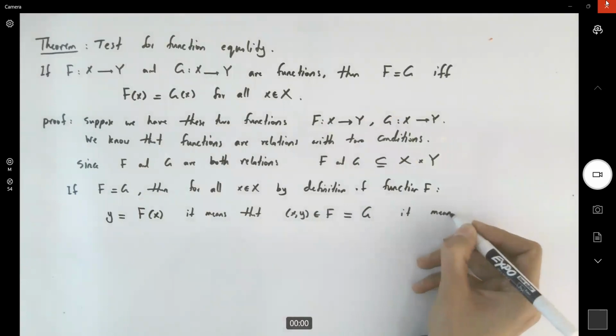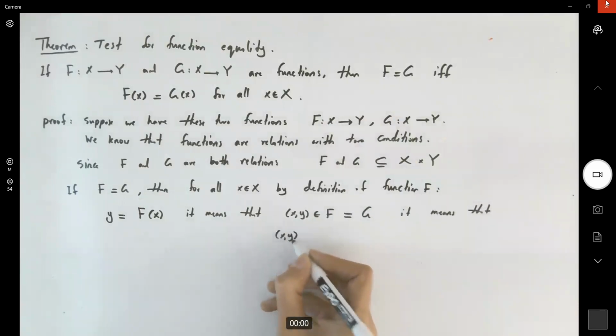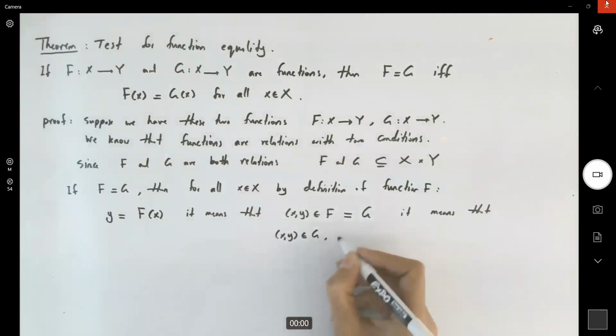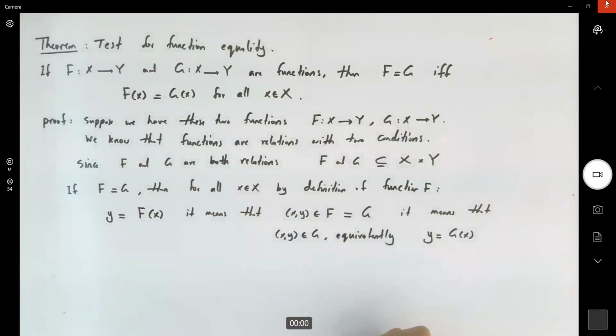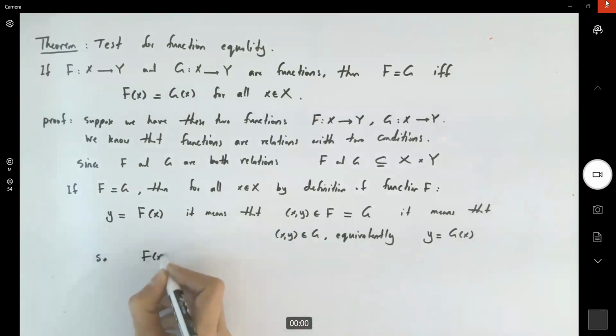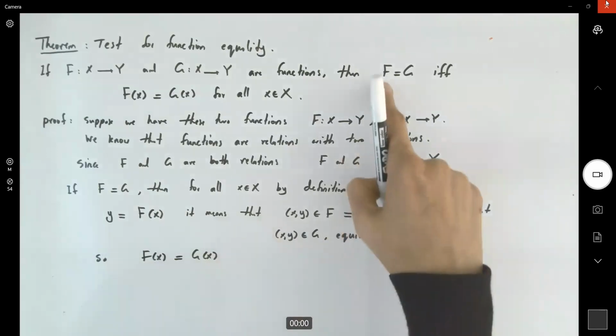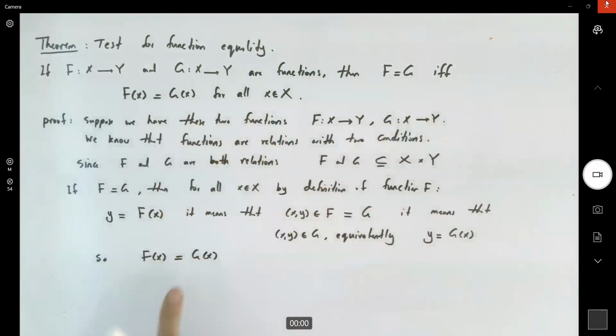It means that x and y belongs to g, or equivalently, y is equal to g of x, all right? But by the same argument, if y is equal to g of x, then the ordered pair x and y belongs to g. It means that since f and g are equal to each other, x and y belongs to f, and y is equal to f of x. So we just showed that the y values are equal to each other. So f of x must be equal to g of x. If relations are equal to each other, definitions are equal to each other as well. So this is for this part.